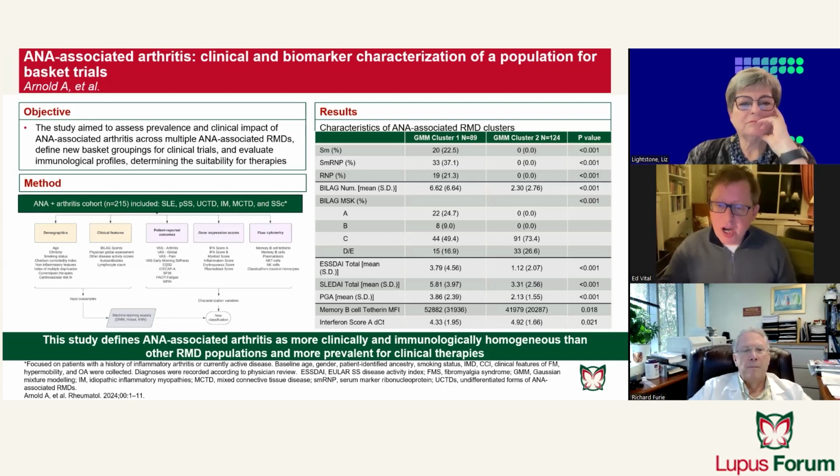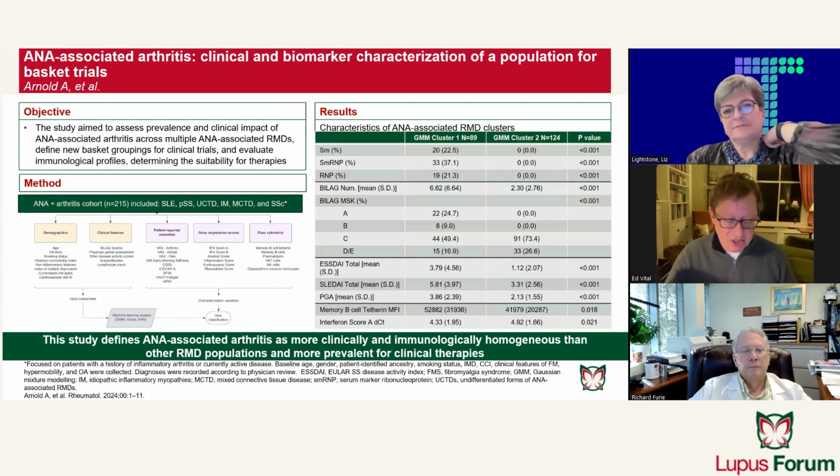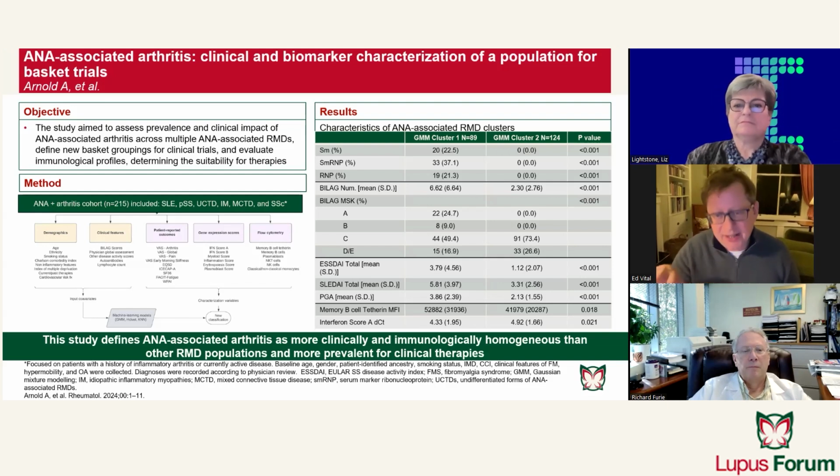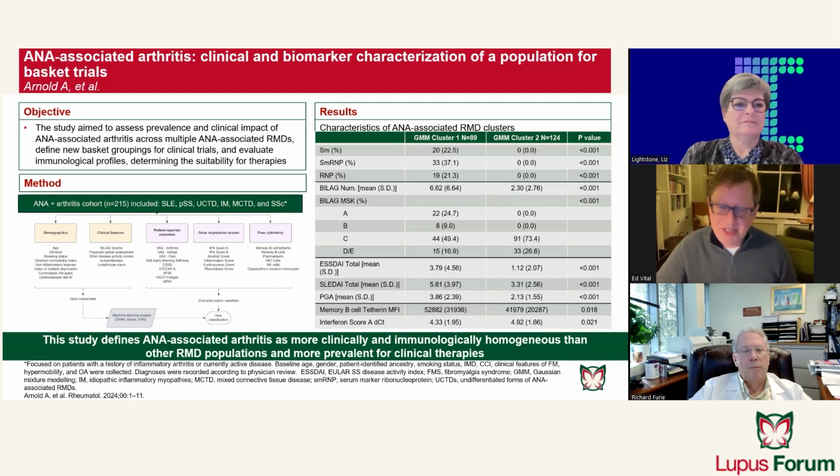And then we just described those people who had arthritis, or MSK inflammation, across all those different features: the demographics, the clinical features, the biomarkers, the PROs, just to see, is this a consistent thing? Is a Sjögren's patient who has arthritis similar enough to a lupus patient with arthritis, for example? And the general message was, yeah, it was. For most things, they were quite consistent across the different ANA-associated diseases.